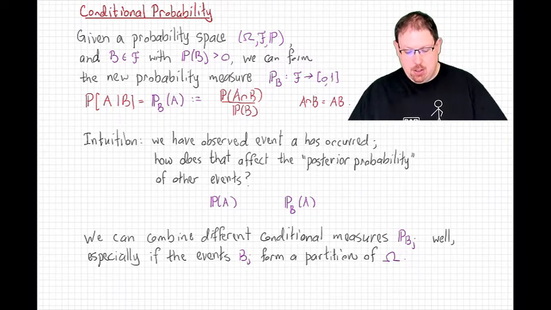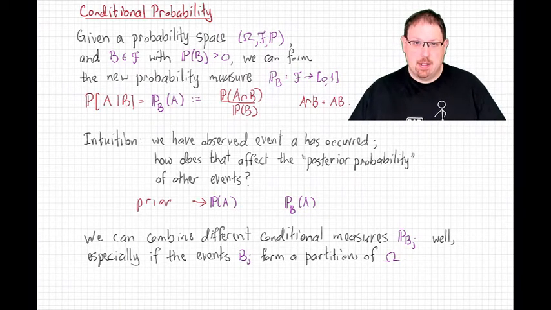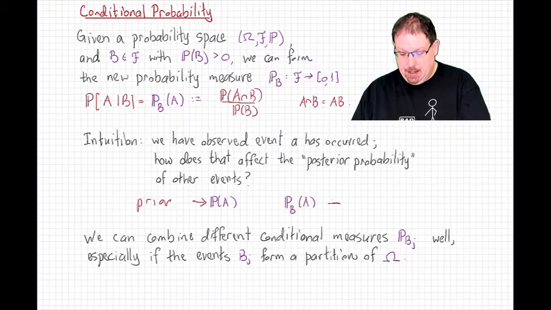In this language, we'll refer to the original probability measure as the prior probability of an event, and after we observe that event B has occurred, we refer to the new updated conditional probability as the posterior probability of that same event.